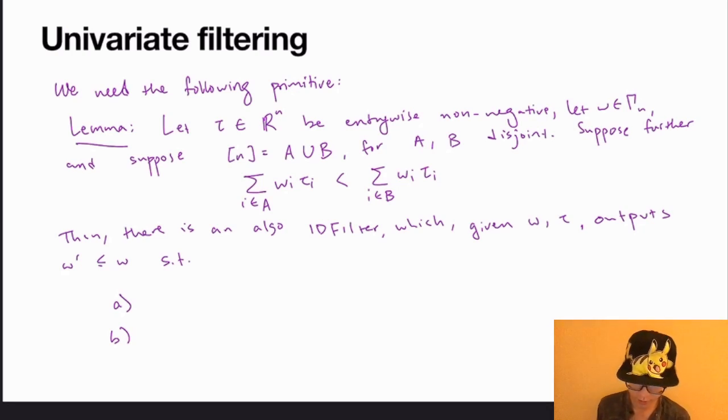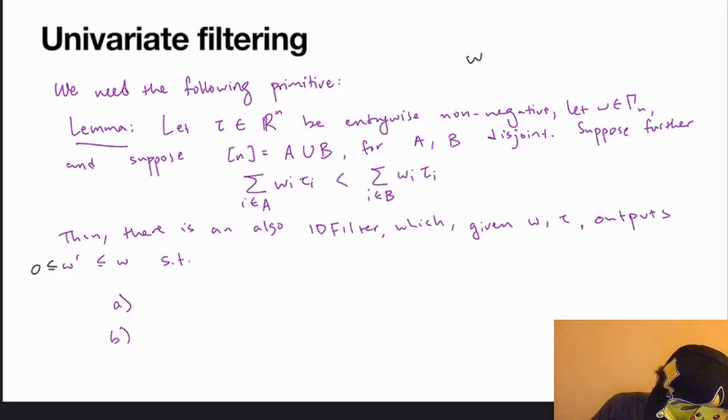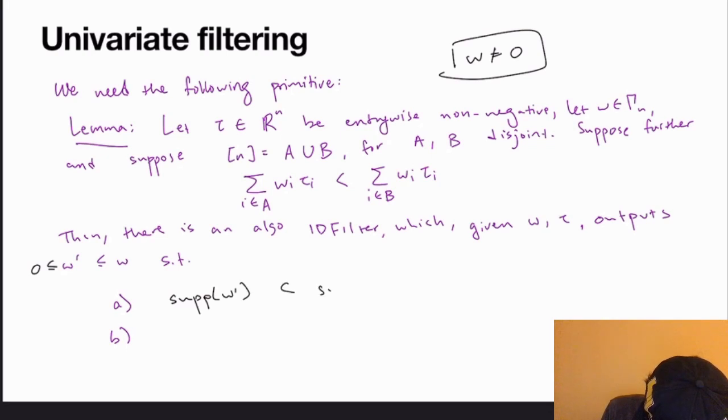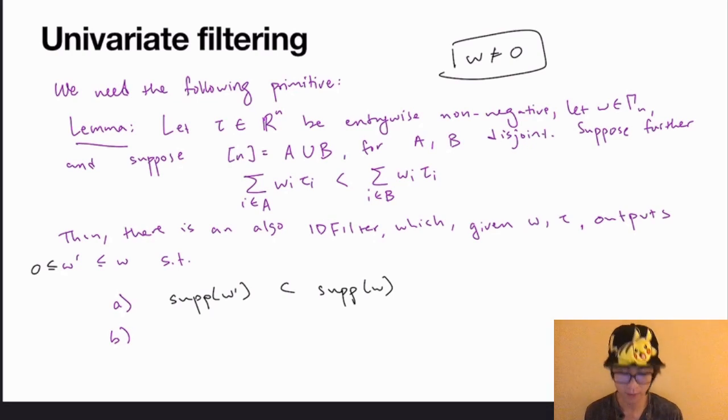Then the algorithm outputs a new set of weights w prime, which are also non-negative, satisfying two things. First of all, I should say as well, I'm assuming that the original set of weights is not identically 0. And then the algorithm guarantees that the support of the new set of weights is strictly contained within the support of the old set of weights, and I should emphasize this is strict containment. So in other words, the indices in which w prime i is non-zero is strictly contained within the set of indices where wi is non-zero. So that's the first guarantee.